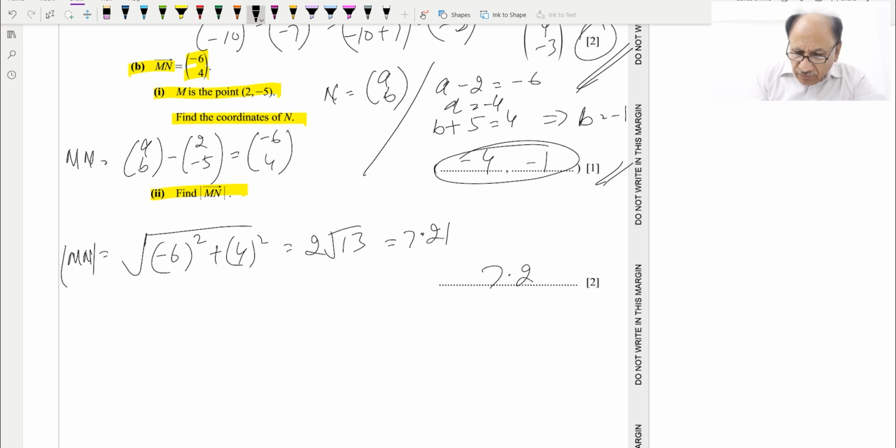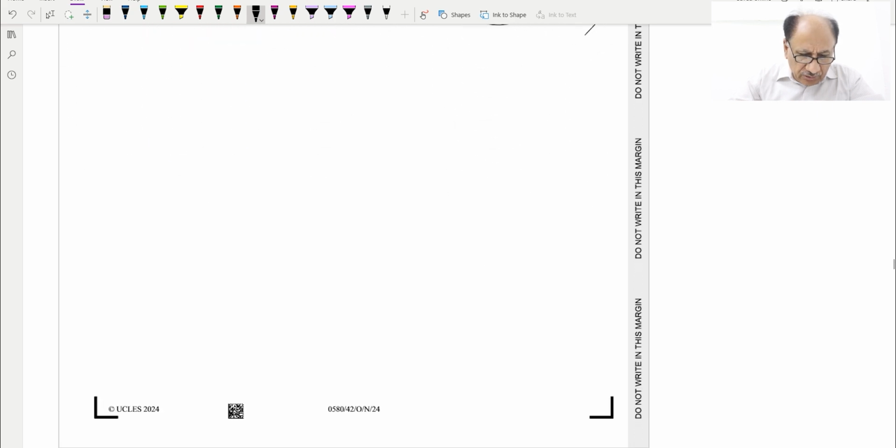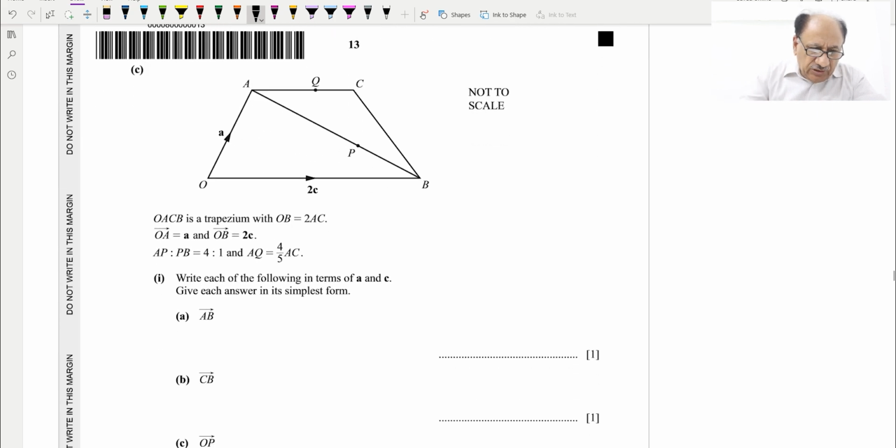7.21 will be our final answer for 2 marks. Hopefully you understand this. Now C part. C part says the diagram is not to scale. OACB is a trapezium with OB. This is the relation given basically.